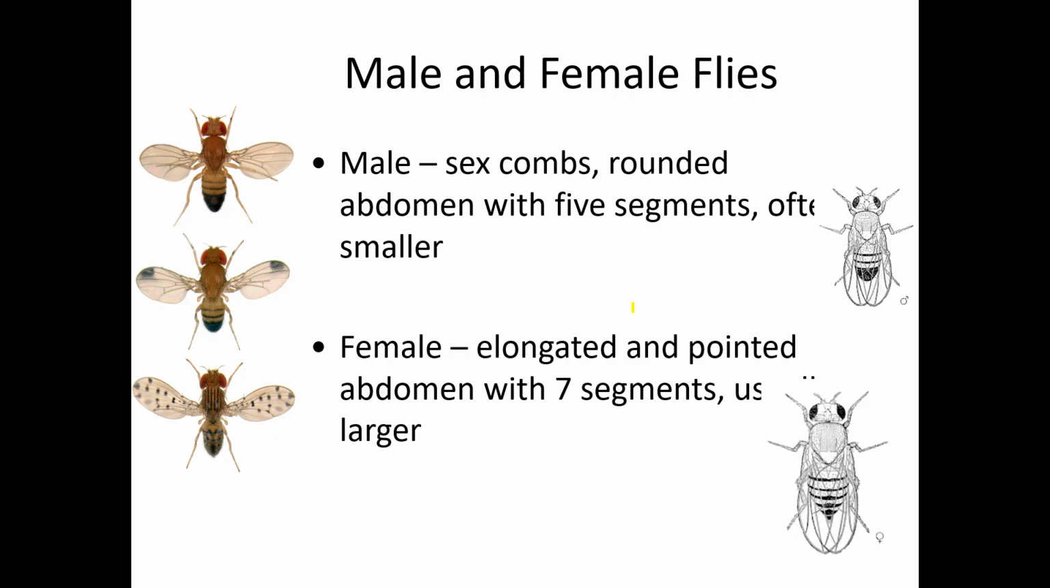We also have to look at males versus females because we don't know if the trait is autosomal or sex-linked. We have to be able to sex the flies, which means we have to identify whether they're male or female. When you're counting your fly offspring, you have to separate them because that is what's going to tell you whether or not it's autosomal or sex-linked.